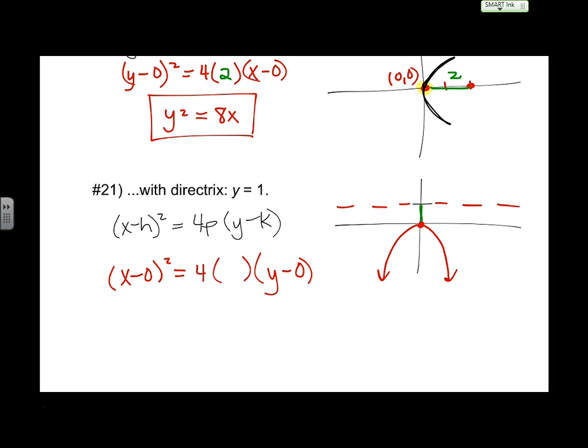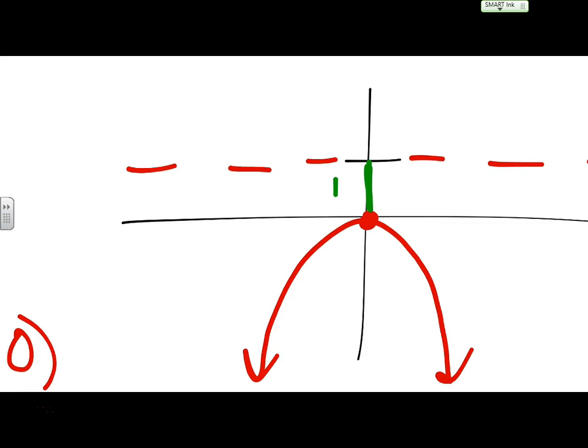Distance from the vertex to, I don't know the focus this time. But I do know the directrix, and if y equals 1 is my directrix, the distance must be 1. Now, pause. Think. Should p be positive 1 or negative 1? Negative. Why? It has to be negative.